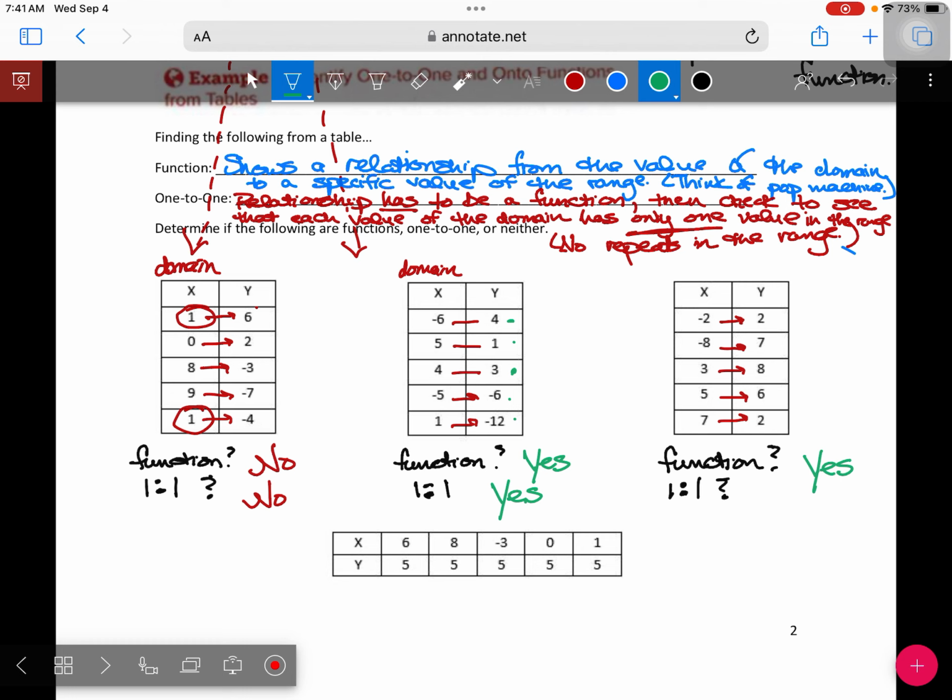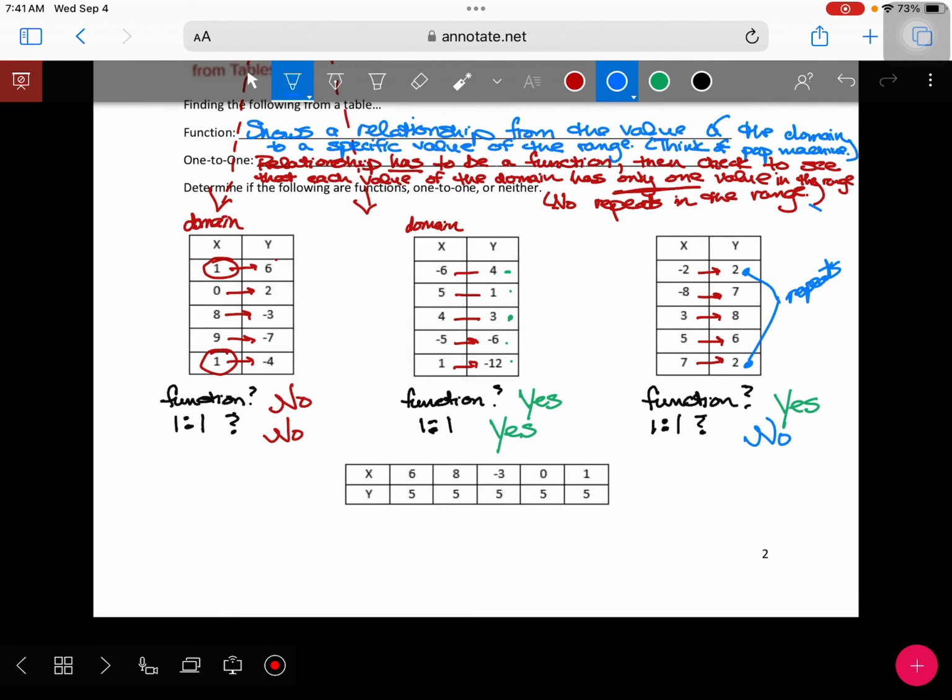Okay. So because it's a function, now I can check for one-to-one. I need to see, do I have any repeats here? Well, here I get a 2, and here I get a 2. Those are repeated. So it's not one-to-one because I have 2 x values going here. Okay? So these are repeats. So therefore, this is a no. This is not a one-to-one function. Okay?